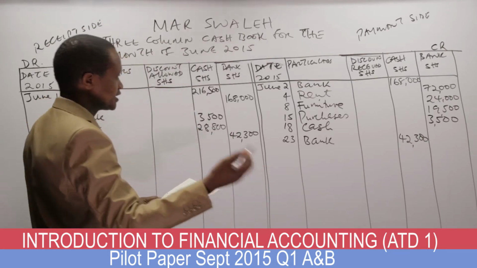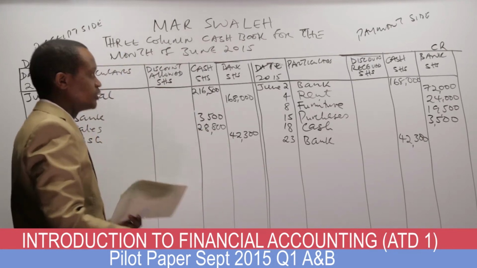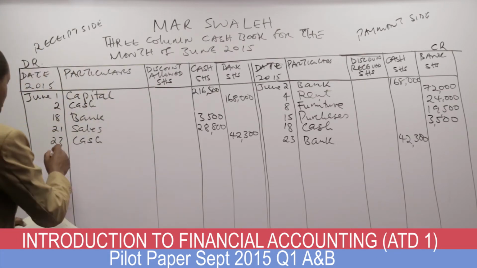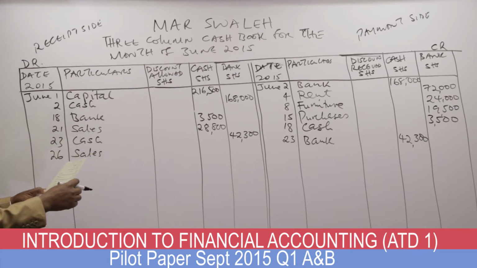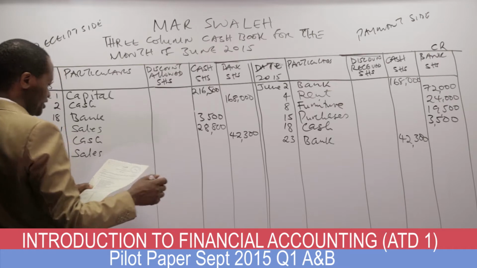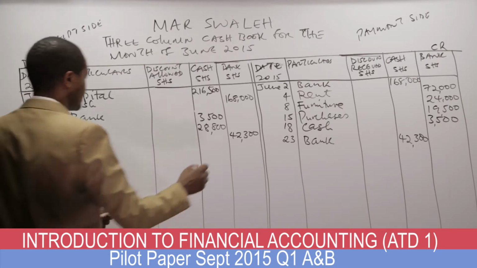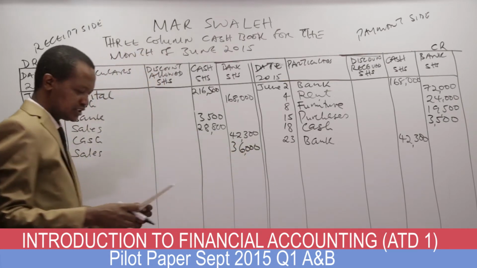Sold goods, those are sales. So he received money. Money has been received, so we record under the receipt side. Okay? So these are sales on 26th. He has sold, and he has been paid by check. If he has been paid by check, it means we debit the bank account by the same amount of 36,000. All right? 36,000.